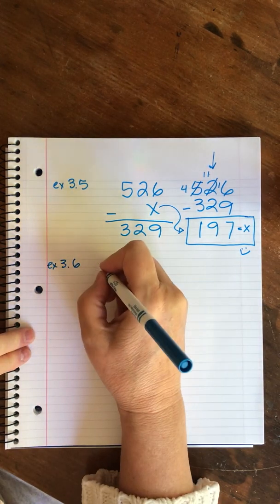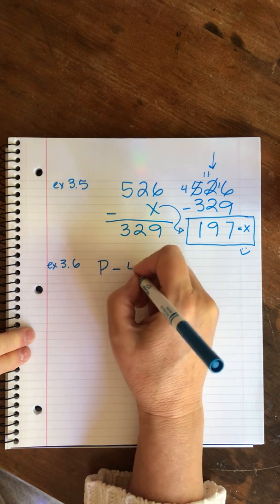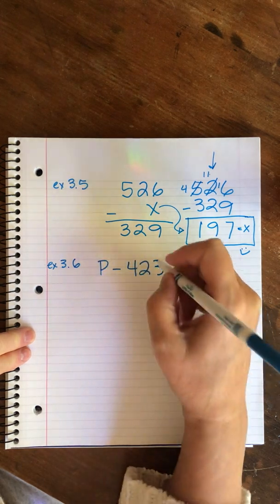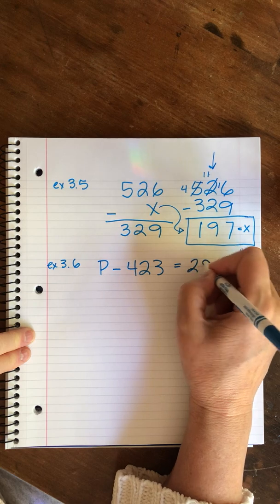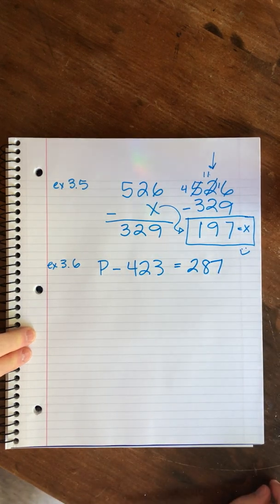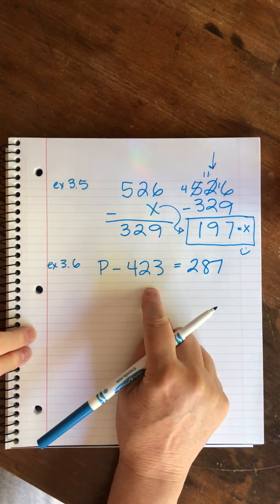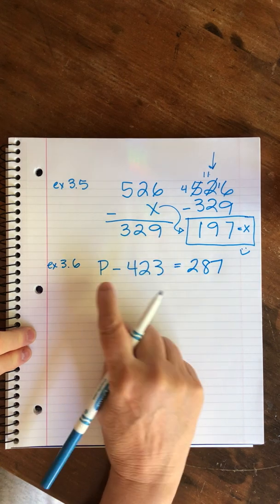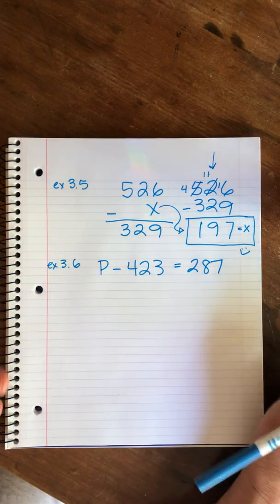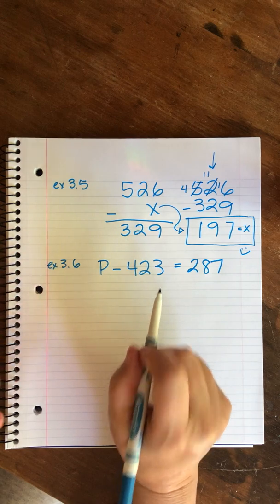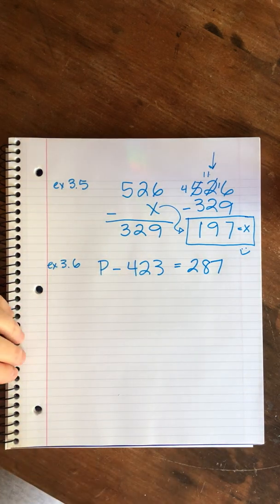Find the missing number, and this time I'll write it first. P minus 423 equals 287. Okay, well, the first thing I see is it's written horizontally. I don't like that, but I'll fix it. But I want to figure out how to rewrite the problem first.